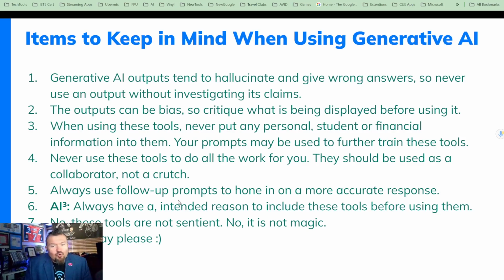Never let these tools do all the work for you. They should be used as a collaborator, not a crutch. Always use follow-up prompts to hone in on a more accurate response. Never take a first output. Always push your collaborator. Always push your AI tool to do more. And then always think of AI cubed. Always have an intended reason to include these tools before you use them.